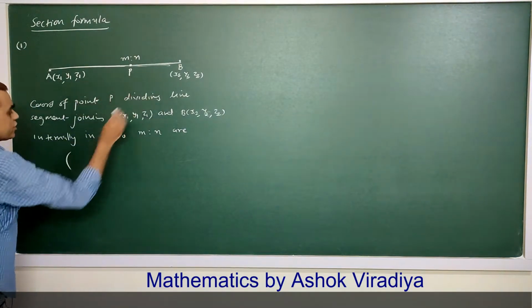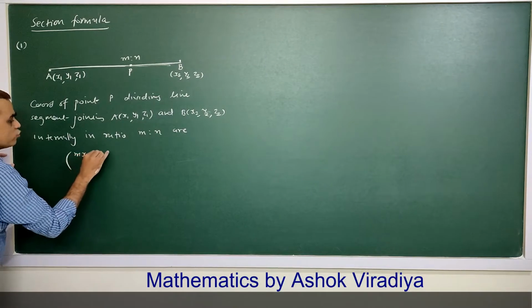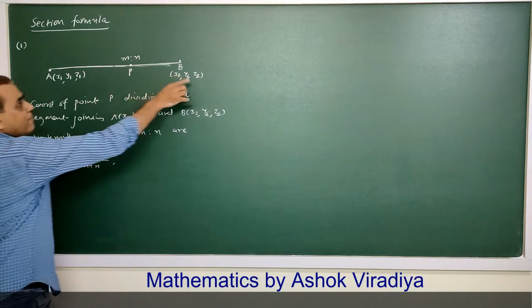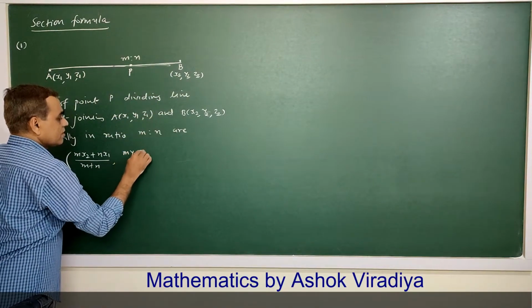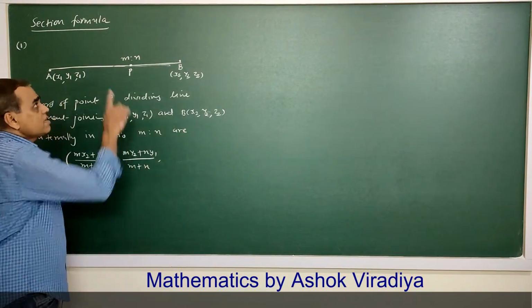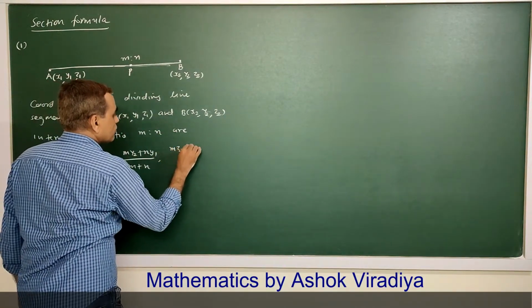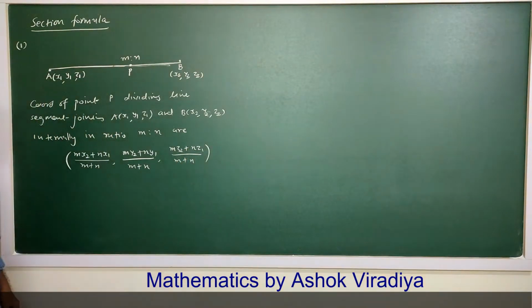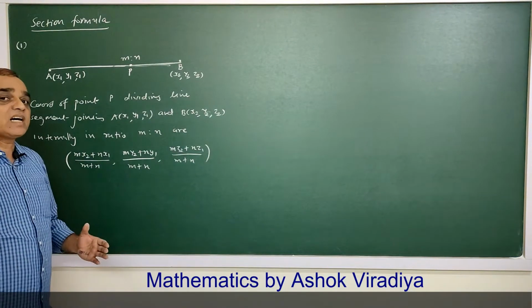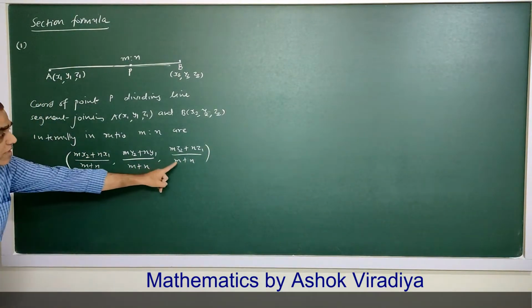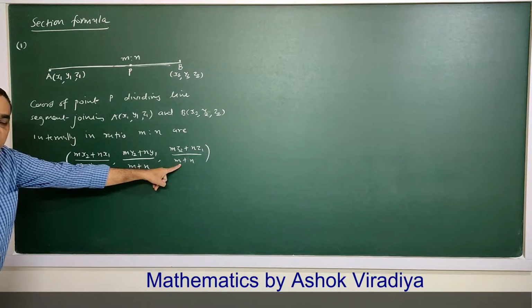formula is mx2 plus nx1 upon m plus n, my2 plus ny1 upon m plus n, mz2 plus nz1 upon m plus n. Already you learned about a section formula in R square. Now this is section formula in the space in R cube. So one more coordinate. Method is similar which you did in class 10.